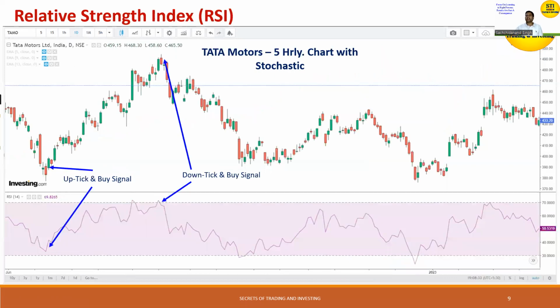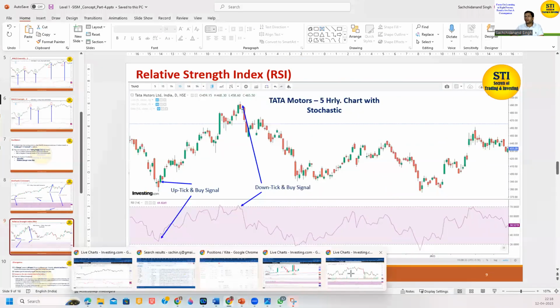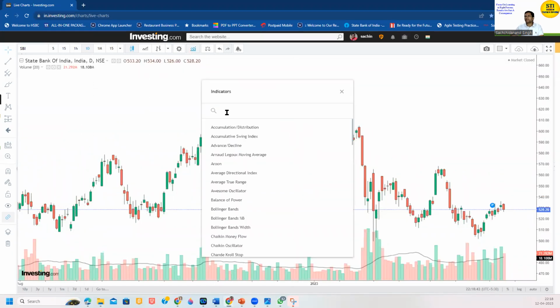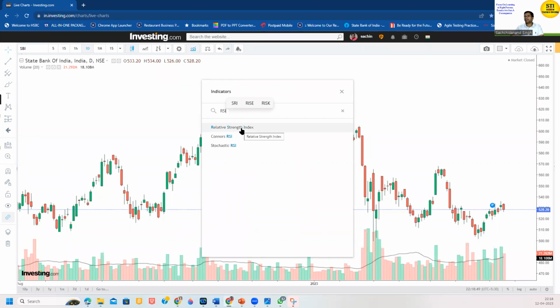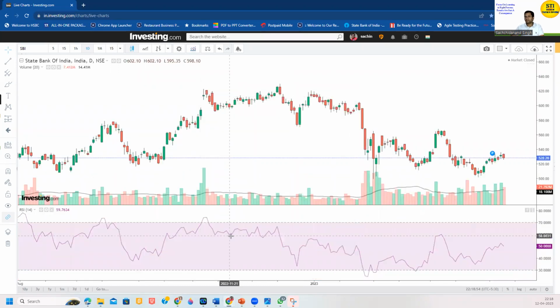After that, the next one is called the Relative Strength Index, that is RSI. Before explaining, I will first show you how to use it. I'm removing stochastic here, then I will go to the indicators and type RSI. The first one, Relative Strength Index, is the indicator to select.